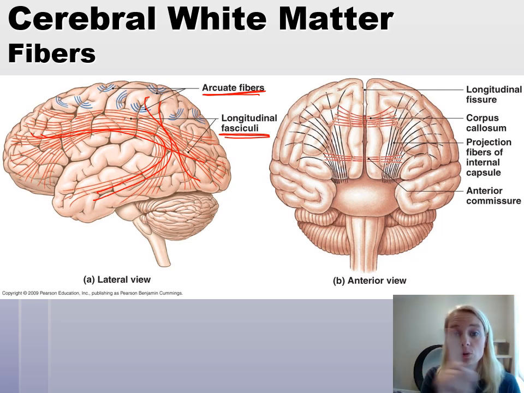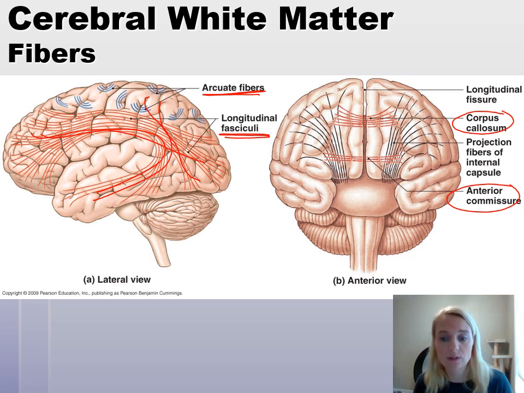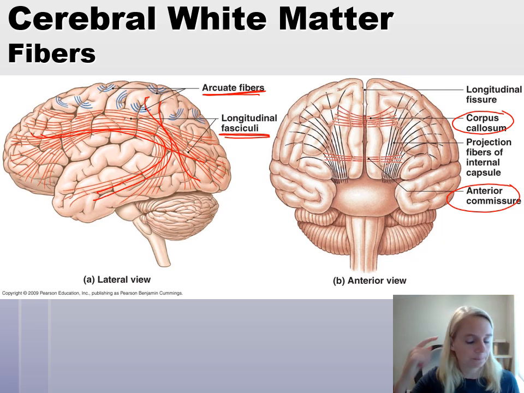Then we have what are called commissural fibers. These are the ones that do go back and forth between your left and right hemispheres. The major one is the corpus callosum, and then a smaller one we have is the anterior commissure. There's also a posterior commissure that's not shown in this picture, but it would be back here.